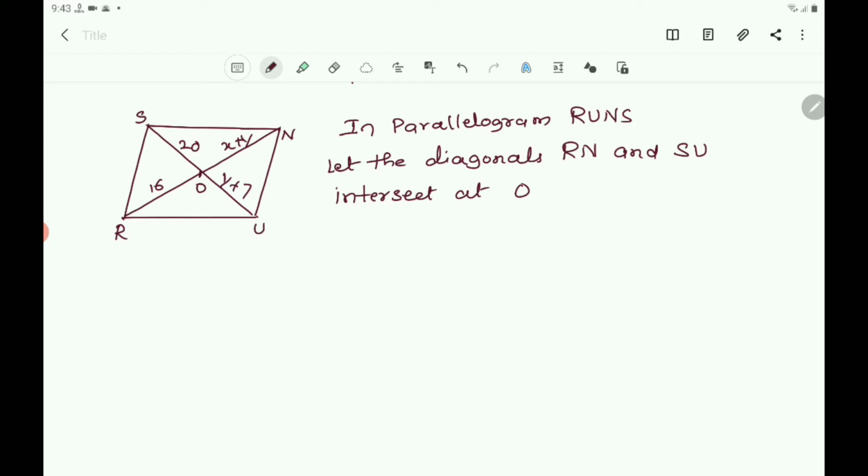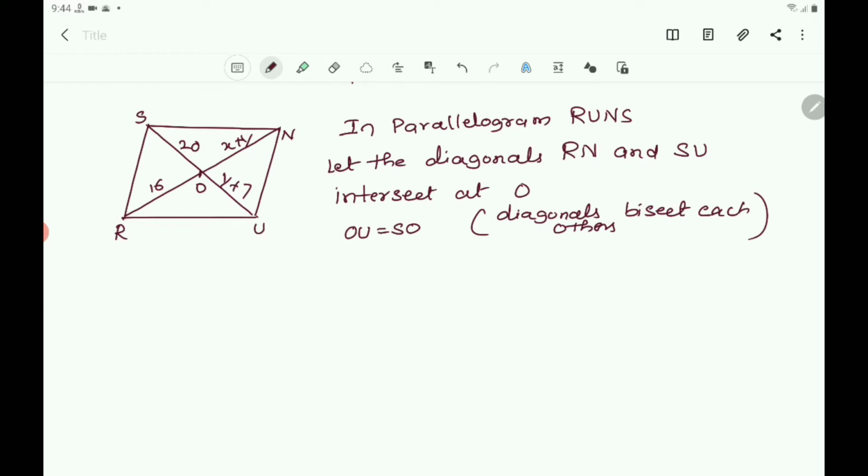So you know that SO is equal to OU, or you write OU is equal to SO. Reason: diagonals of a parallelogram bisect each other.